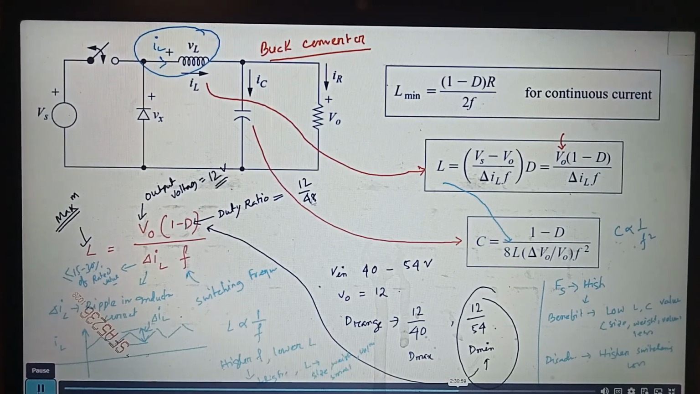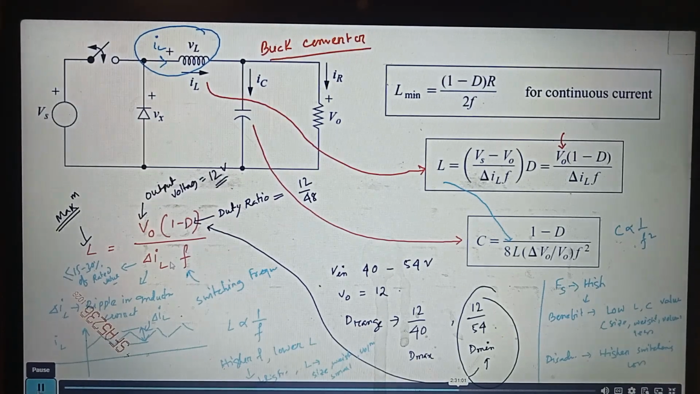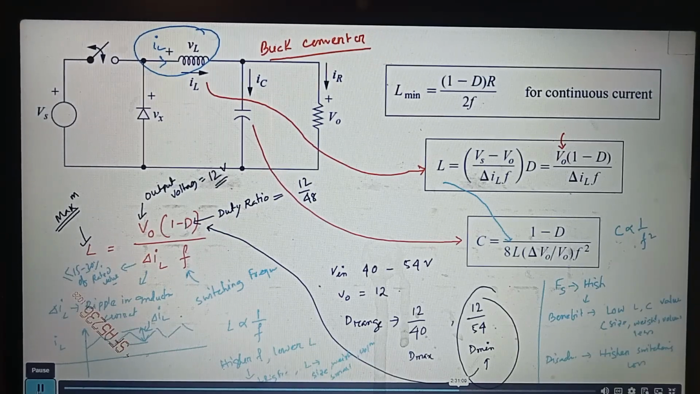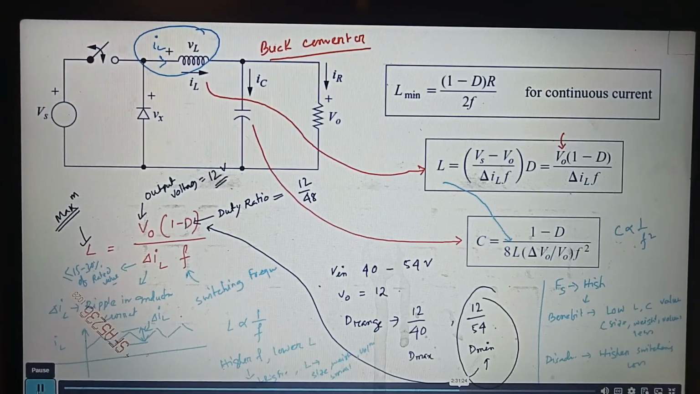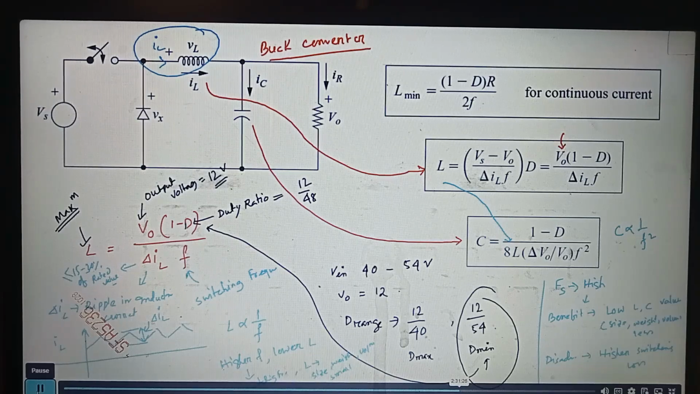Standard value, right? Frequency, again I'm saying, is a design choice. The higher the frequency, the size of the inductor and the size of the capacitor will come down, but your switching loss will increase. So it is a trade-off, right? Typically for a DC-DC converter, 100 kilohertz or 50 kilohertz are good choices. For inverters like motor controllers, a switching frequency of 10 kilohertz or 15 kilohertz is a better choice.